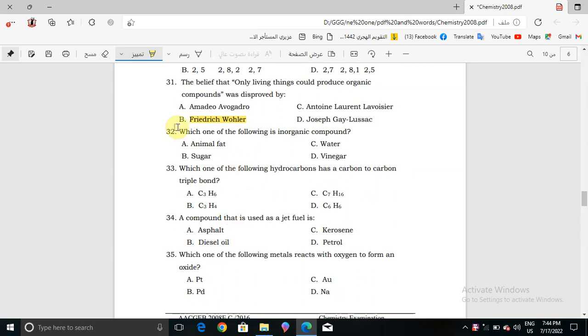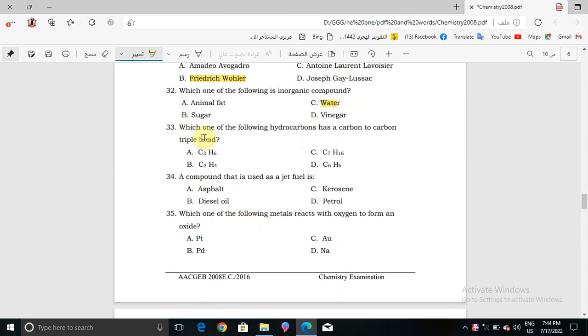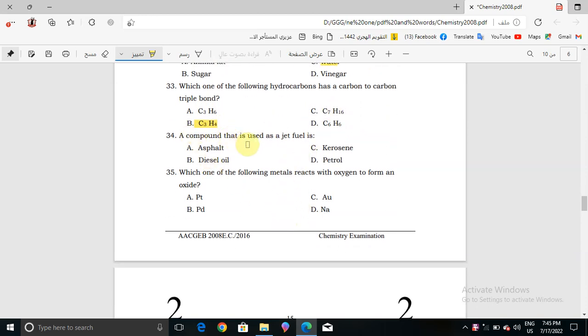Now question number 32. Which one of the following is an inorganic compound? It will be water. Now, which one of the following hydrocarbons has a carbon to carbon triple bond? It will be C3H4. Okay, in question number 34, a compound that is used as a jet fuel is kerosene. Question number 35, which one of the following metals reacts with oxygen to form an oxide? It will be sodium.